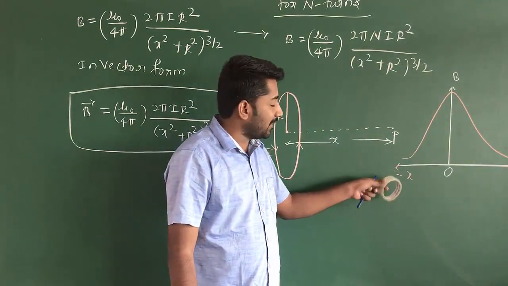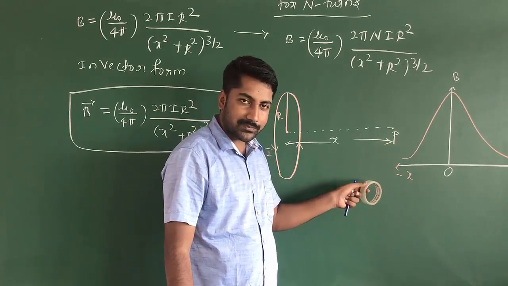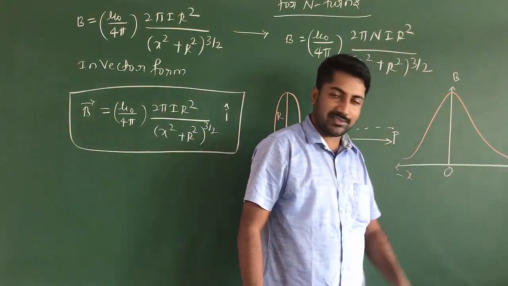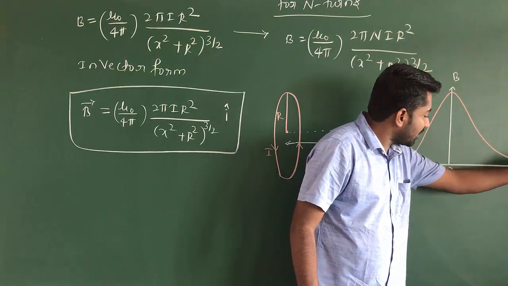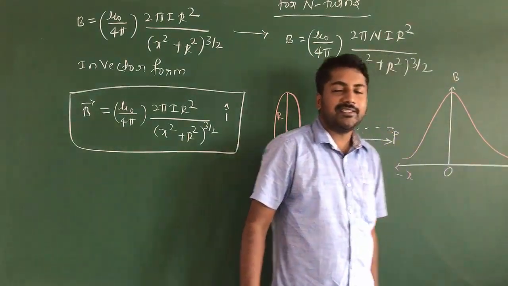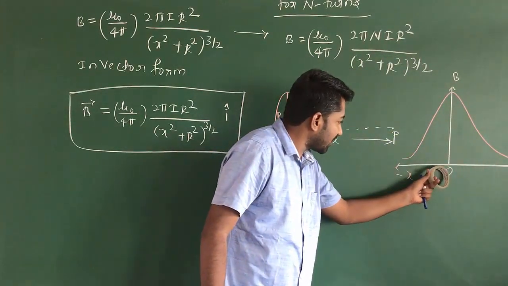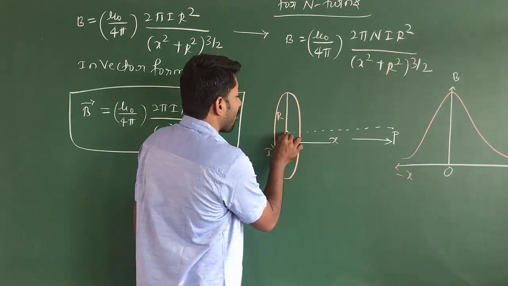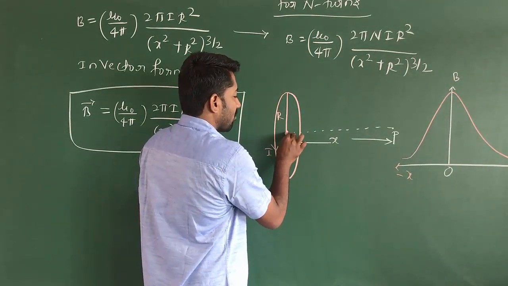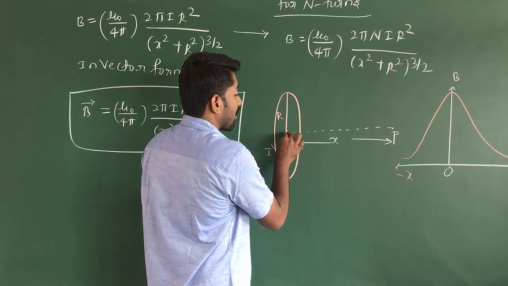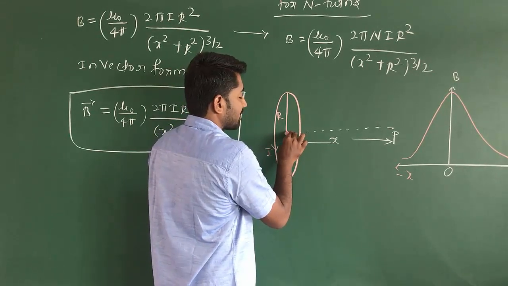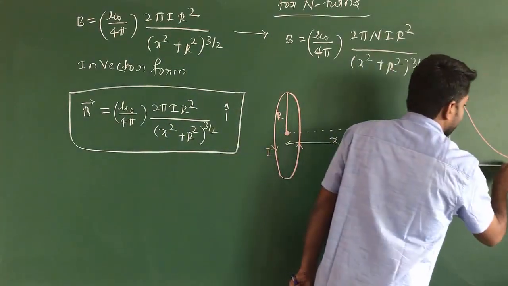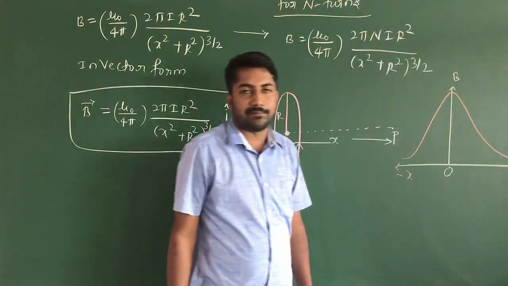The magnetic field decreases along both axes. If the distance increases, the magnetic field decreases. If the distance decreases, the magnetic field increases. At the center of the coil, at this point, the magnetic field is maximum. If the distance increases, the magnetic field becomes minimum.